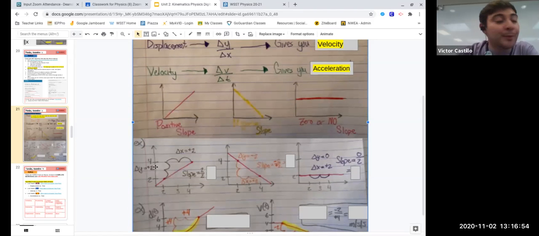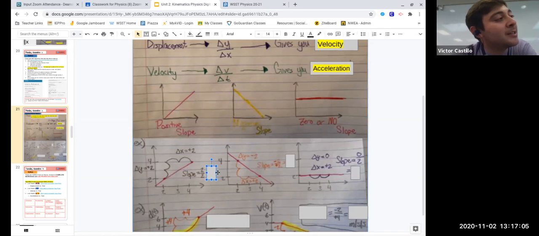Let's look at some examples. Let's look at this example right here. We have some values on the x-axis. We got some values on the y-axis. We got a positive slope. The reason I know it's a positive slope is because it's going up over time. So I already know it's going to be a positive number.